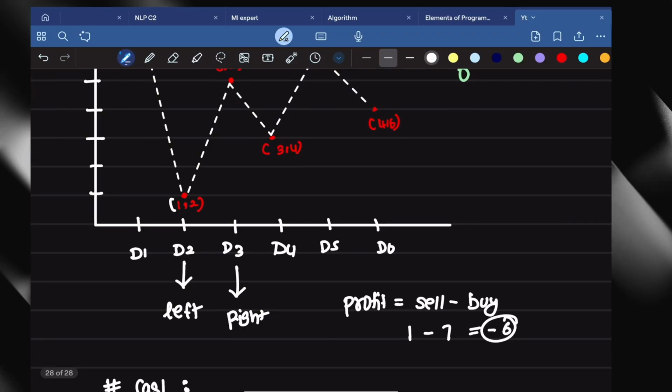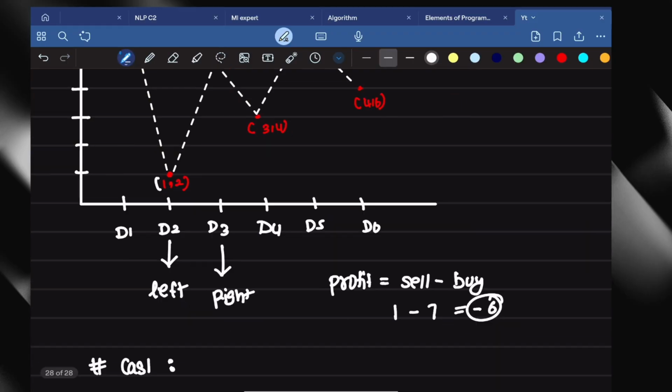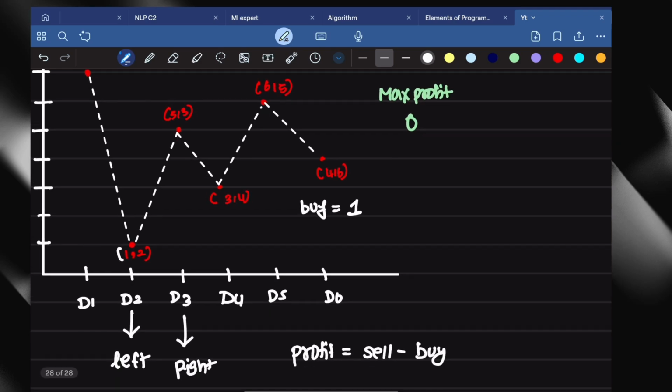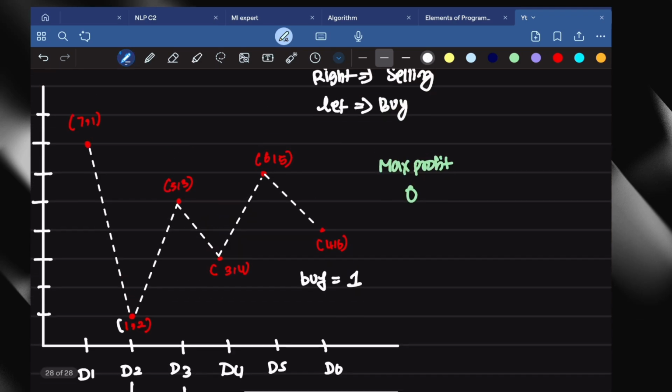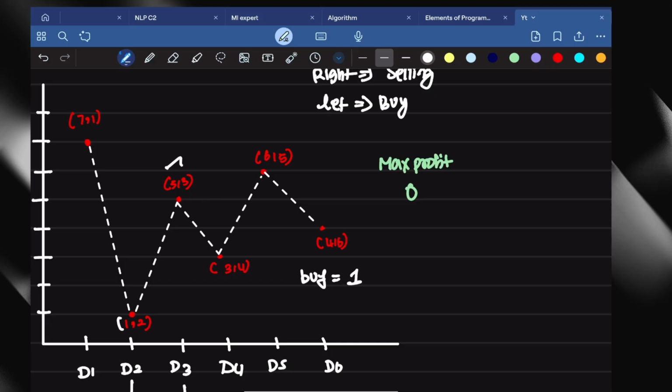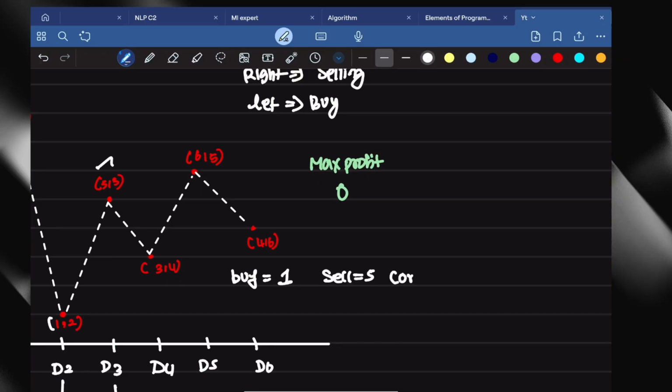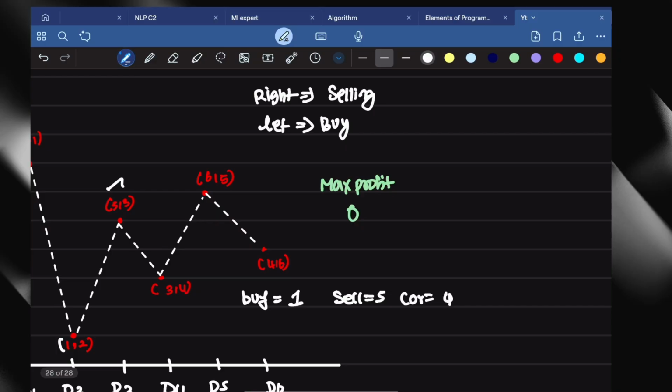Now we are buying at 1 rupee. Am I right? We are buying at 1 rupee and selling. So what is the price at day 3? At day 3 the price is 5. So sell is going to be 5 rupees. Now what is the profit? The current profit is going to be 4, am I right? And which is greater than the max profit, so update it as 4.